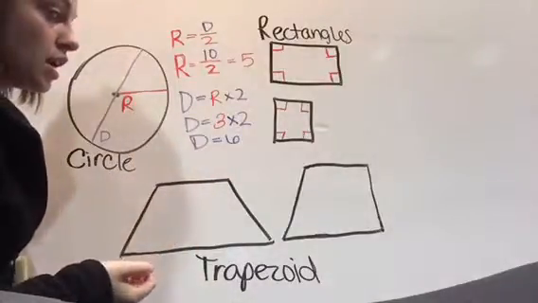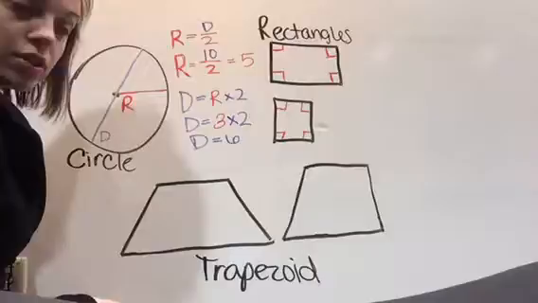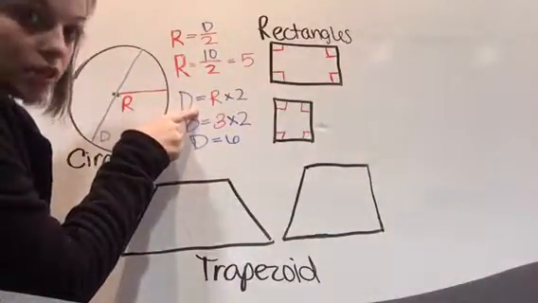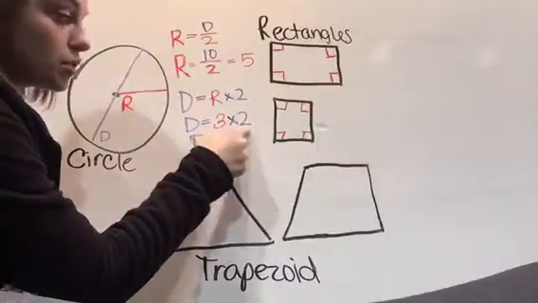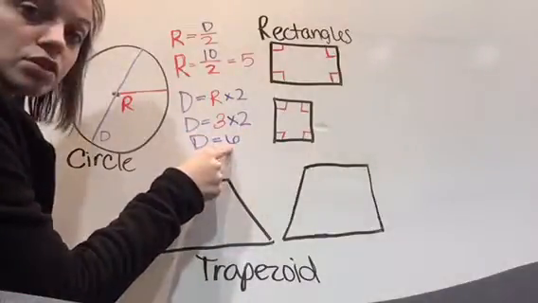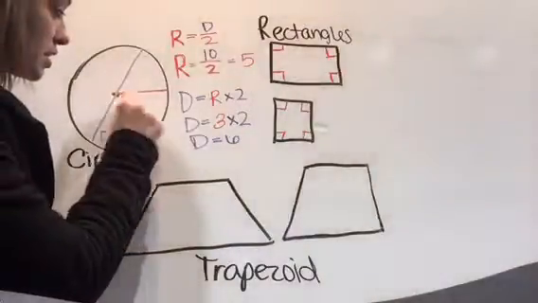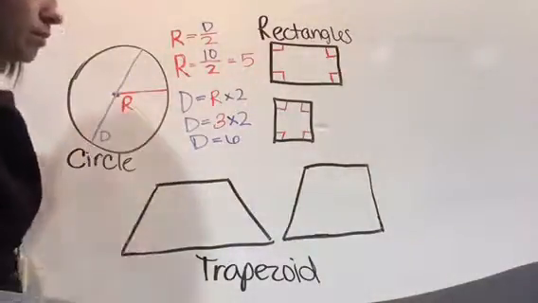If you are given the radius and want to find the diameter, then you are going to plug it into this equation. So let's say, for instance, the radius is 3. You're going to take 3 times 2, and the diameter of the circle would be 6, because radius is half of the diameter.